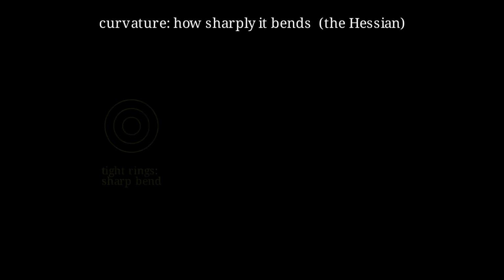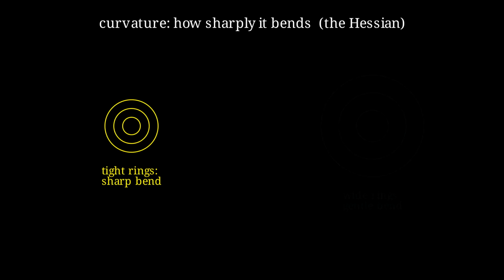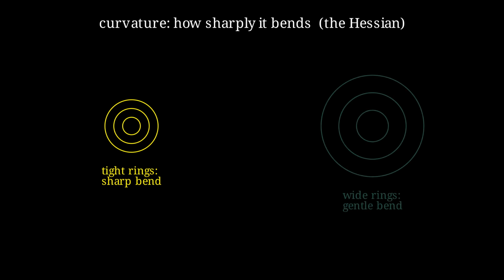One more piece, quickly. The gradient tells you the slope, but not how the slope itself is changing. For that we look at curvature, how sharply the surface bends. On the map, curvature shows up as the spacing of the rings. Rings packed tight mean the ground bends sharply. Rings spread wide mean it bends gently. Gathered up across all the directions, that bending is called the Hessian, the second derivative in many dimensions.